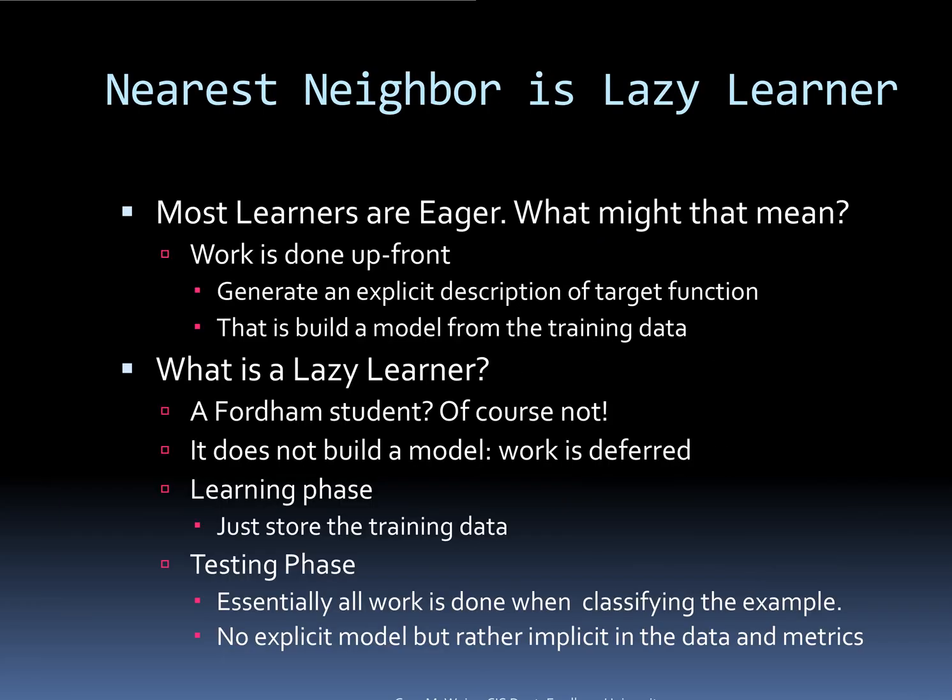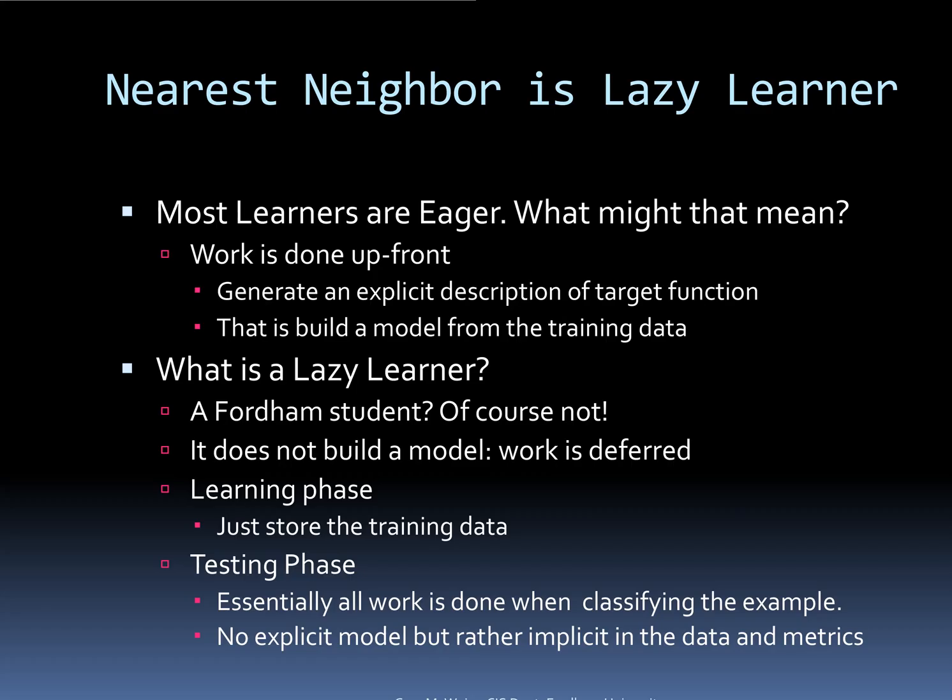Nearest neighbor is an example of a lazy learner. Unlike eager learners, which perform work up front to build an explicit model from the training data, lazy learners defer this work. A lazy learner stores the training data during the learning phase without building a model. Instead, the computational effort is postponed until the testing phase, where classification occurs.